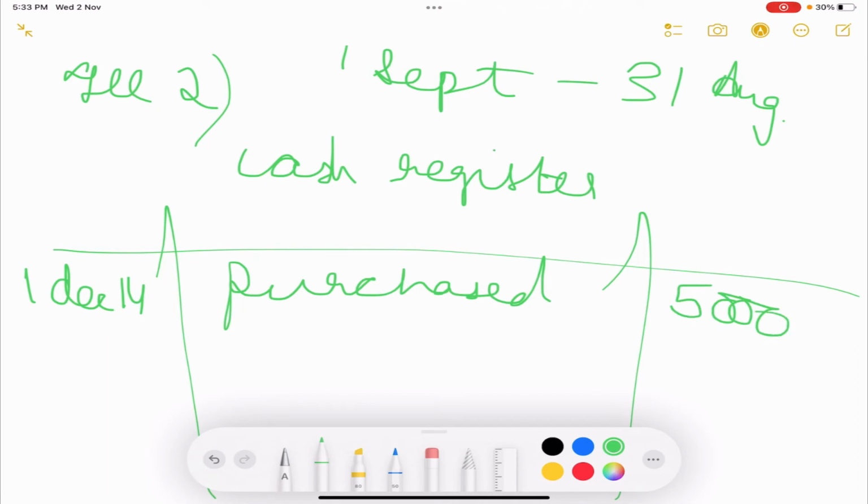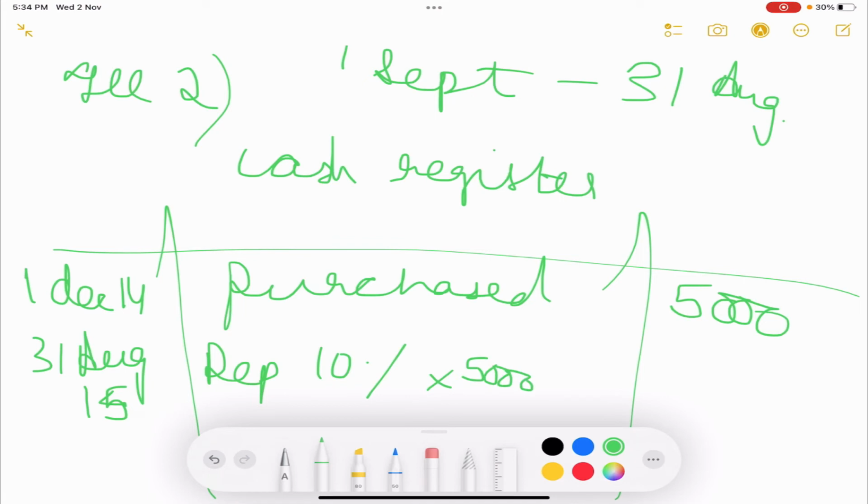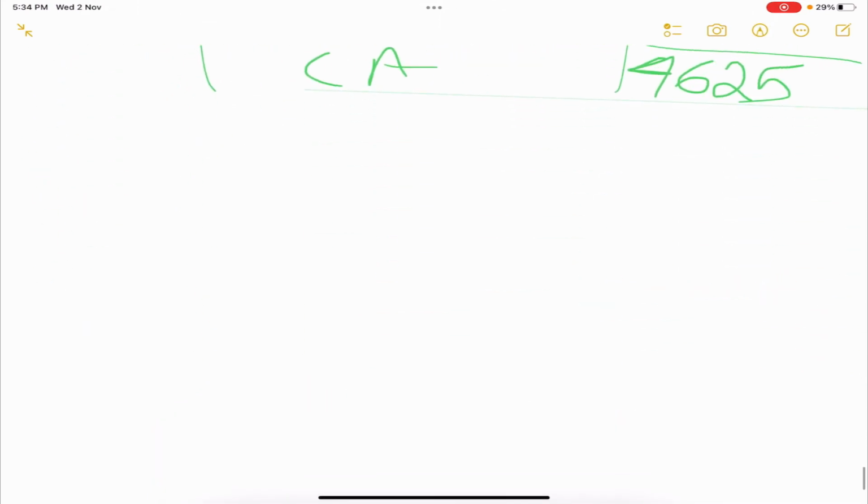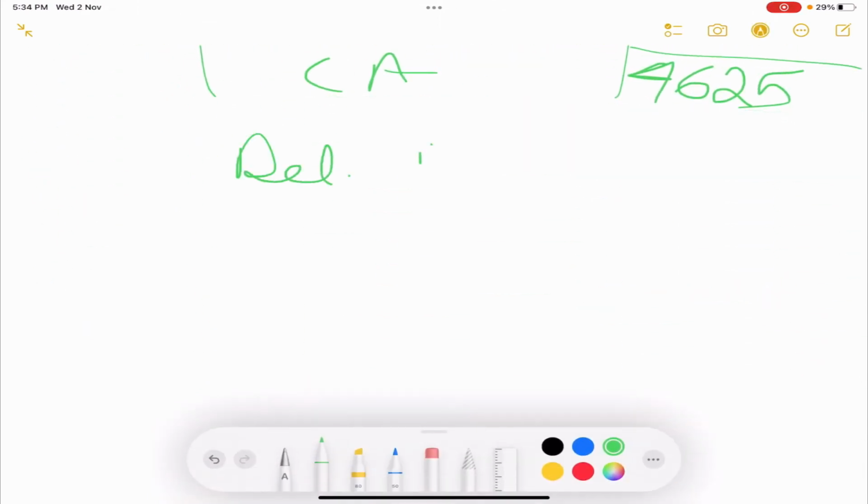And you have been given the depreciation as well. So on 31st August 2015, the depreciation is 10% of 5,000, but you purchased it in December 14, so it would be multiplied by 9 upon 12, right? That would be 375. Subtracting that, the carrying amount would be 4,625. That is the cash register. Now let's go to the delivery van of Santa.